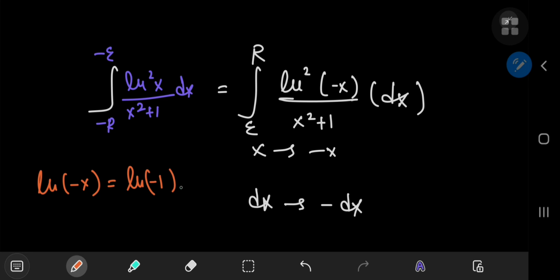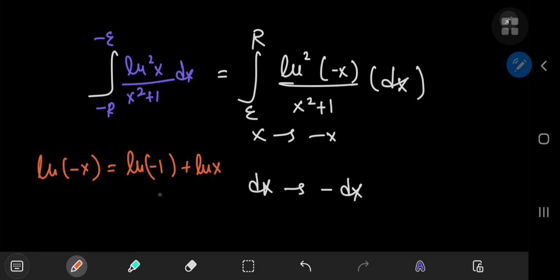It's the natural log of negative 1 plus the natural log of x, right? And what's the natural log of negative 1? Well, negative 1 can be written as e to the i pi.